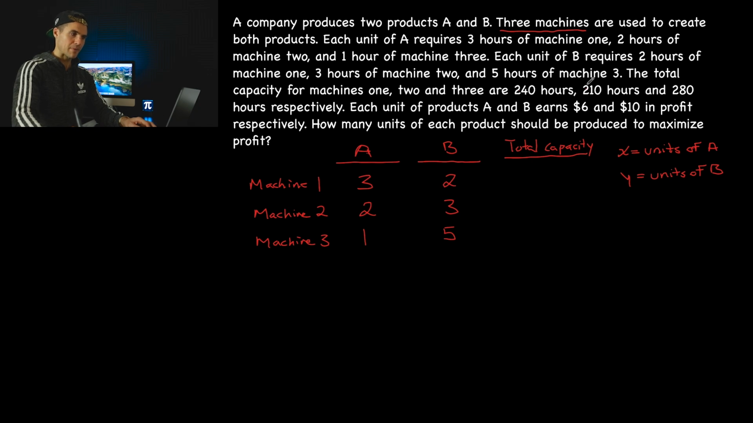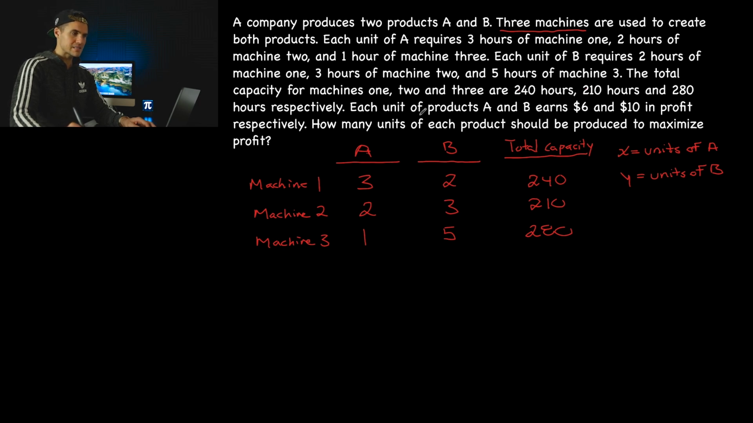And we're told the total capacity for machine 1 is 240 hours, so that's going to be here. The total capacity for machine 2 is 210 hours, and then for machine 3, it is 280 hours, like that, right? Machine 3, 280, 210, etc.